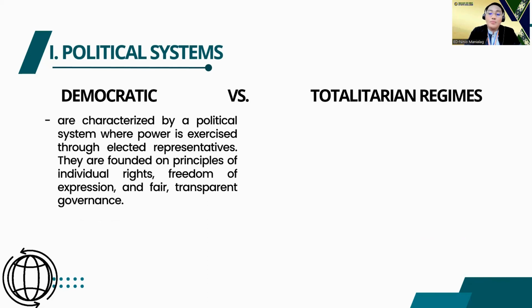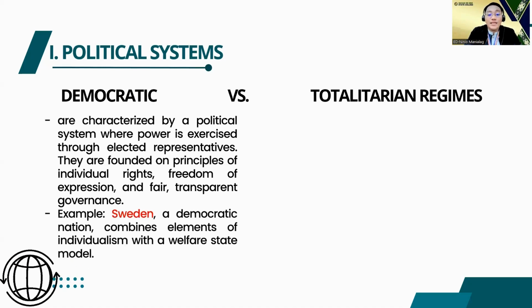Now, when we say democratic system, these are characterized by a political system where power is exercised through elected representatives. They're founded on principles of individual rights, freedom of expression, and fair, transparent governance. The key features include free and fair elections, judicial independence, and accountability of the government to its citizens. An example for this is Sweden, a democratic nation that combines elements of individualism with a welfare state model. It showcases how a democratic system can support individual rights while ensuring collective welfare through social programs.